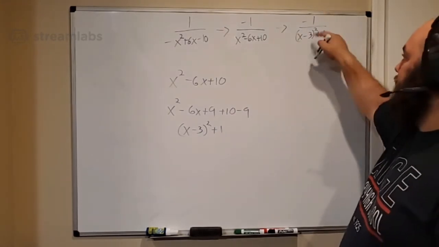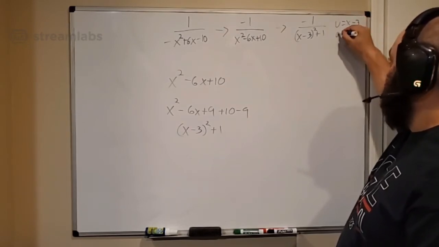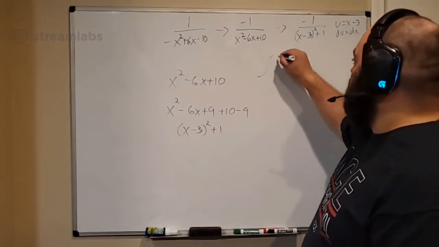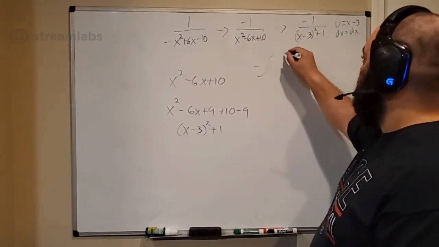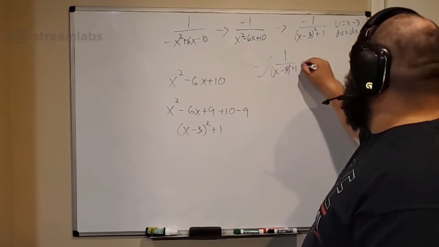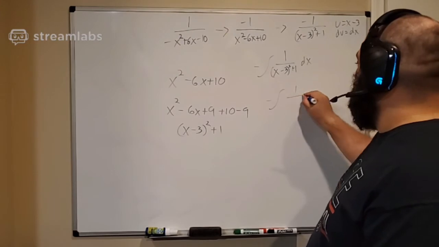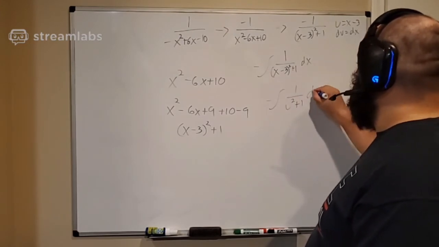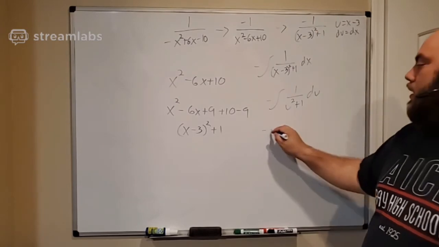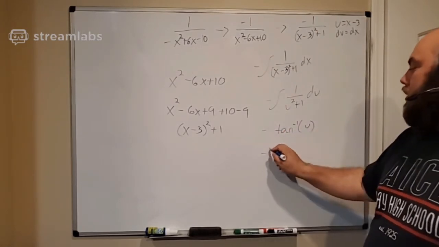In this case, it doesn't make any difference. So we go to integrate. You can move the negative out front at that point. X minus 3 squared plus 1. When you go to sub everything in, you get negative integral 1 over u squared plus 1 du. And we have to recognize this automatically as being arctan of u, which is negative arctan of x minus 3. And then don't forget your plus c.